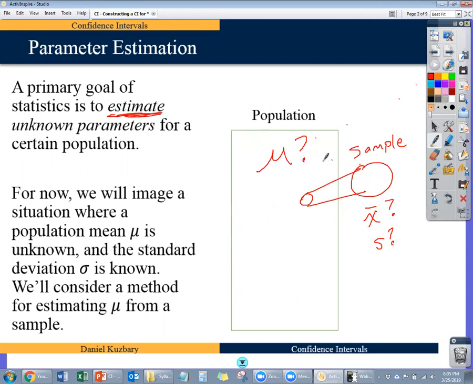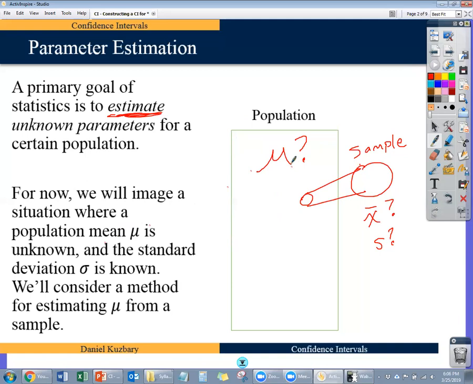One unfortunate fact is, unless you know everything about everybody in any population, you're never really going to know what mu is. You almost never know what mu is, and unless you ask every single person in the population, you're never going to have this information. So statistics uses information from a random sample to estimate mu, and that's the goal here.